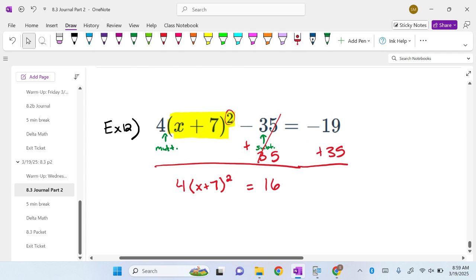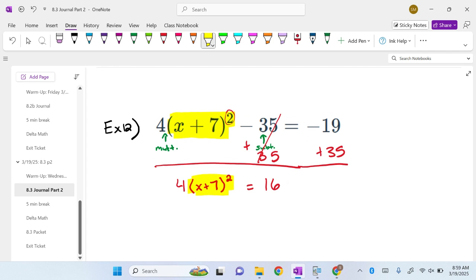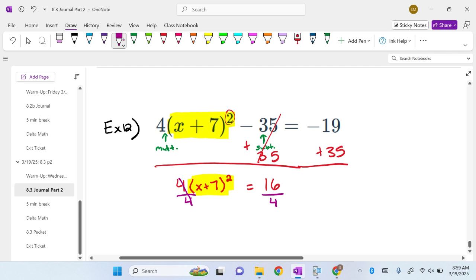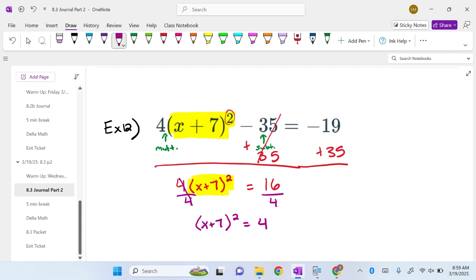Now, we're still saying that this is what we're trying to get by itself. So we're trying to get that highlighted portion by itself. So we've got to get rid of the 4. How do we get rid of the 4? We divide by 4. So this would be x plus 7 all squared is equal to 4.